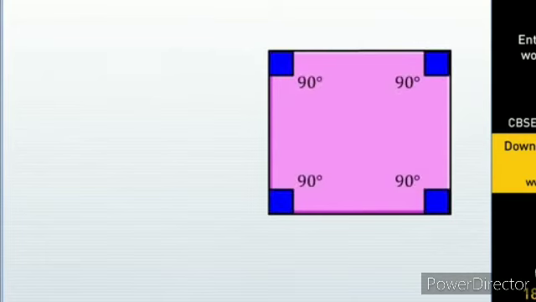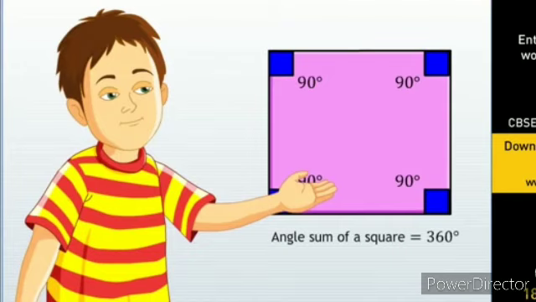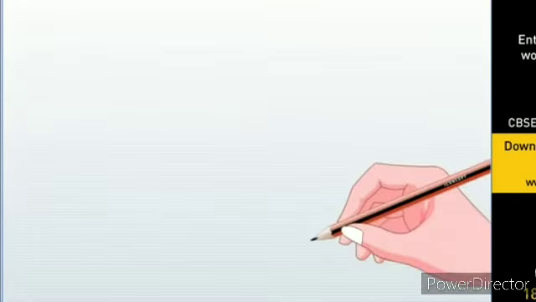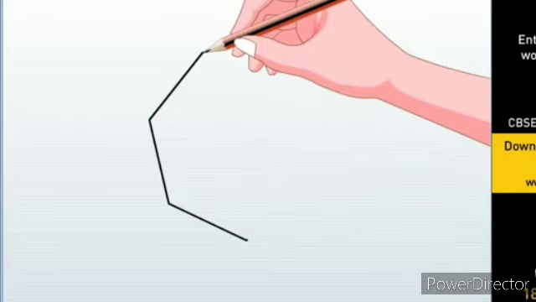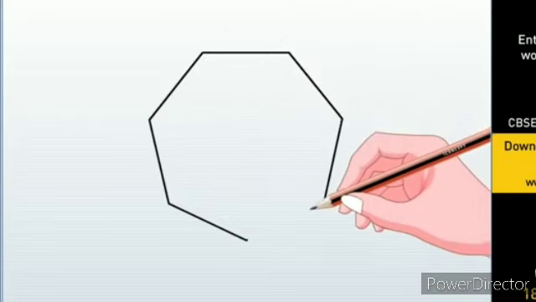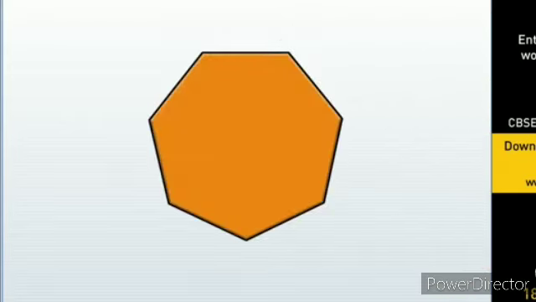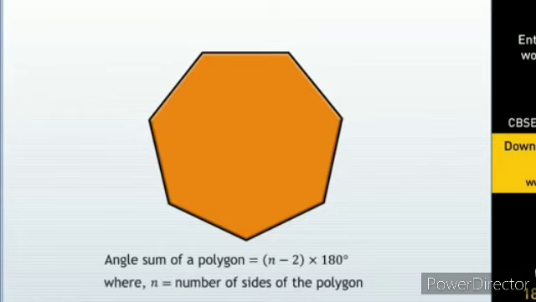Now, John, look at this square. Can you tell us the sum of the interior angles of this square? It's 360 degrees. Good. Now, if we consider a polygon like a heptagon, finding the sum of the interior angles needs a formula. The angle sum of a polygon is given by (n - 2) multiplied by 180 degrees, where n stands for the number of sides of the polygon.